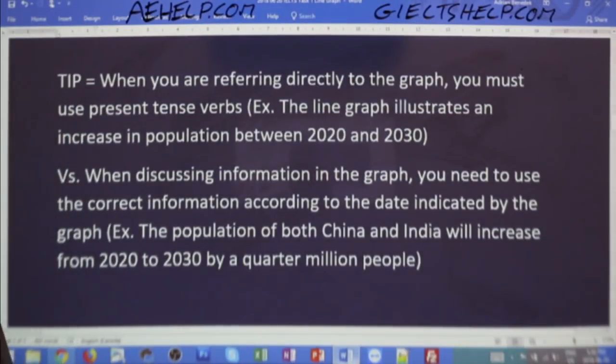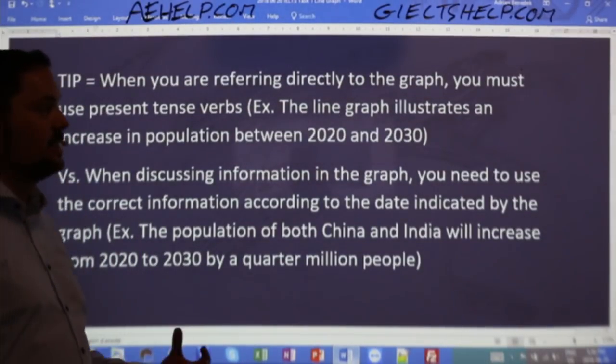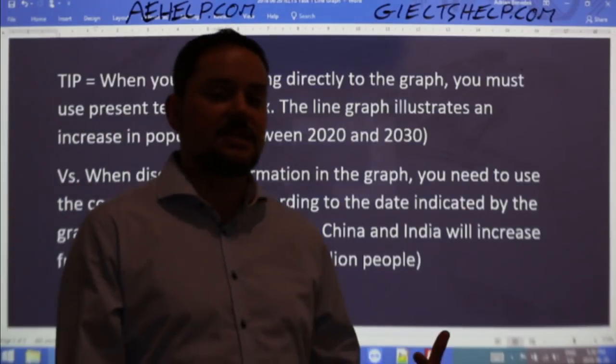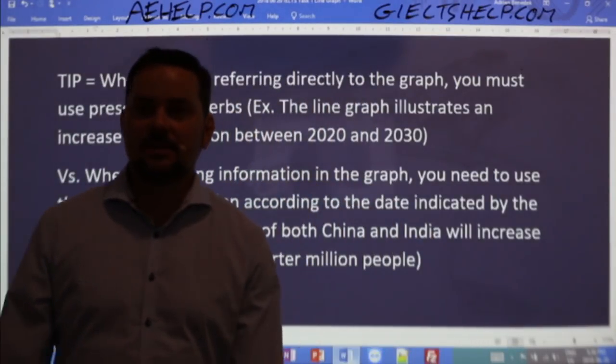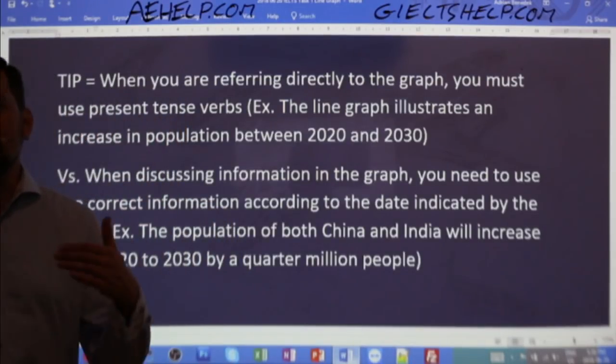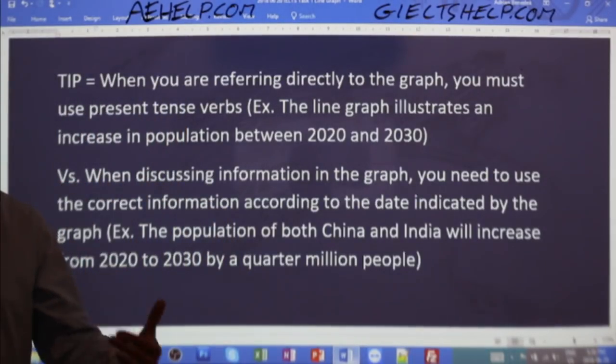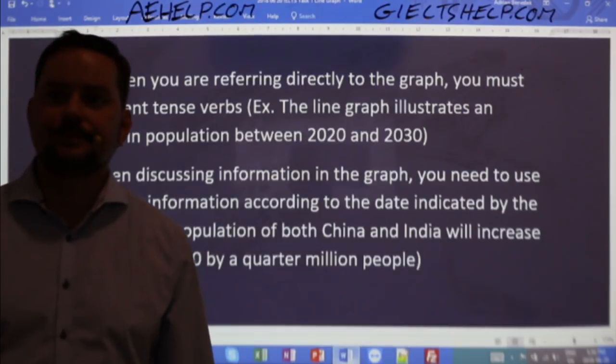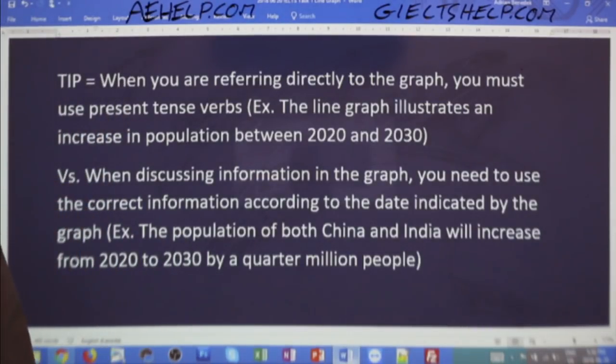The second mistake that a lot of students make is they get a lot of the tenses wrong. So they're using past tense when they should be using present tense, okay? Yes, the overview should be clearly separated from your body paragraph, okay?